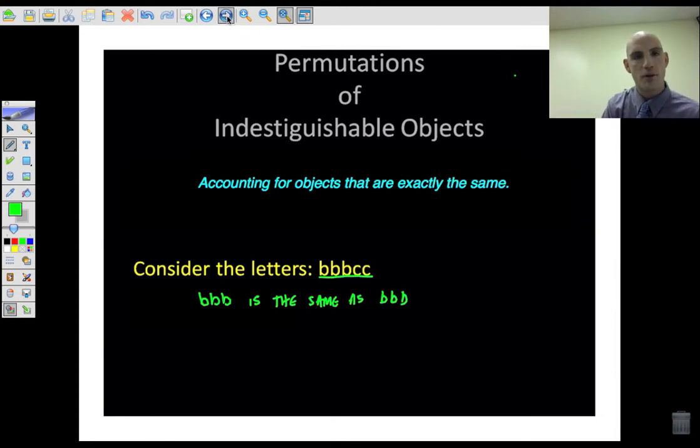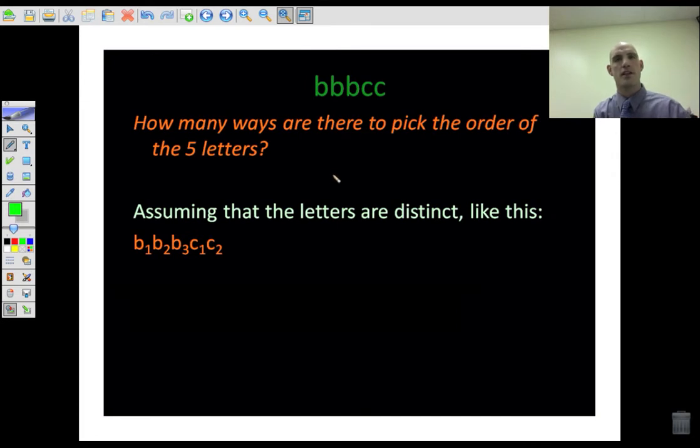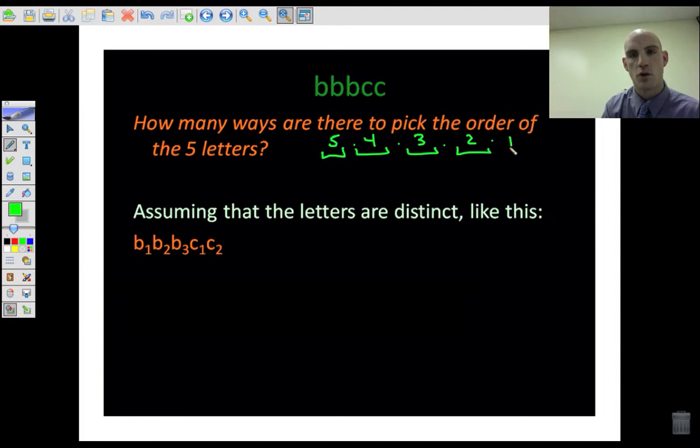So what we're going to start out with is we are going to assume that B, B, B, C, C, C has a certain number of ways to order them. Well, there's 5 letters, so there's 5 slots. So we have 5 times 4 times 3 times 2 times 1. And so 5 factorial is the total number of orders. But what we need to do in order to see how this works is assume that the letters are all distinct. And so this is one order.